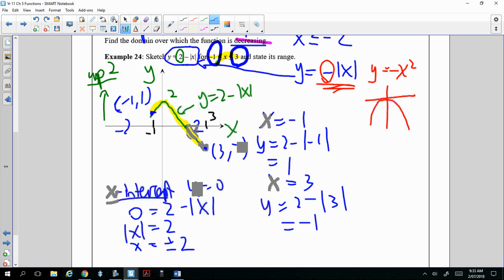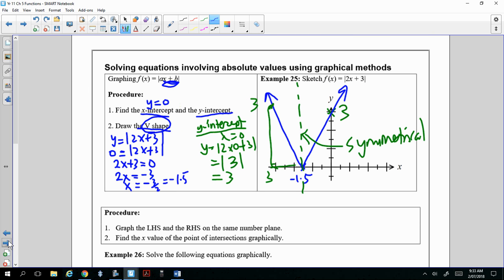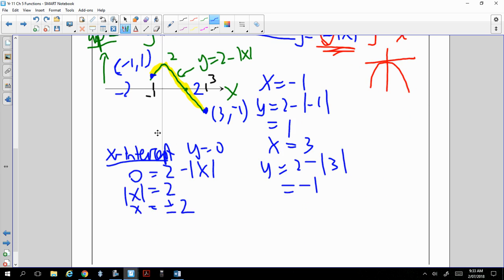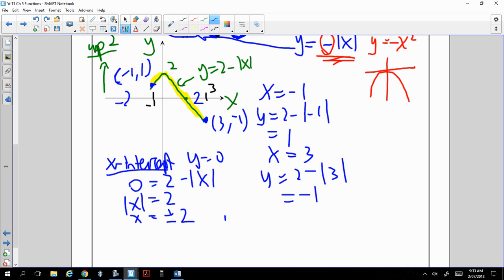All right, we need to move on. All done? We'll do the next page. Did they ask for the range? Oh, what's the range now? Once I restrict the domain, what's the range? Let's get the range. All right, range is, what's the range?